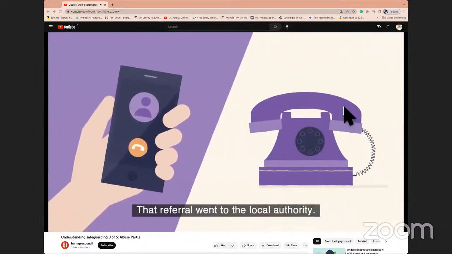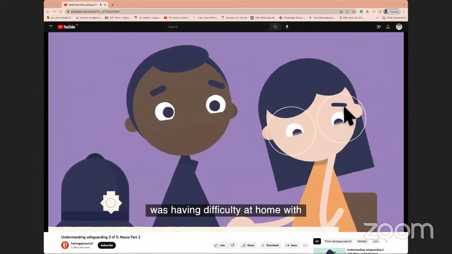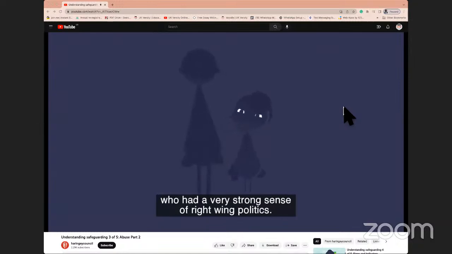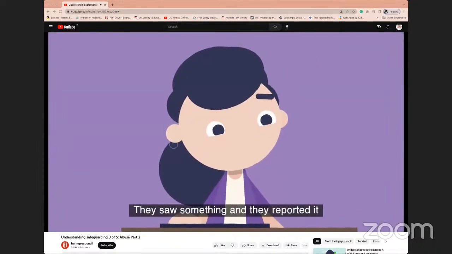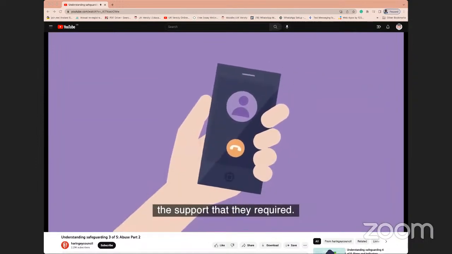That referral went to the local authority. What that exposed was a mother who was having difficulty at home with not just the 14-year-old boy but his older brother, who had a very strong sense of right-wing politics. So one of the key things here was that the teacher identified something, they saw something and they reported it. As a result of that, the family got the support that they required.